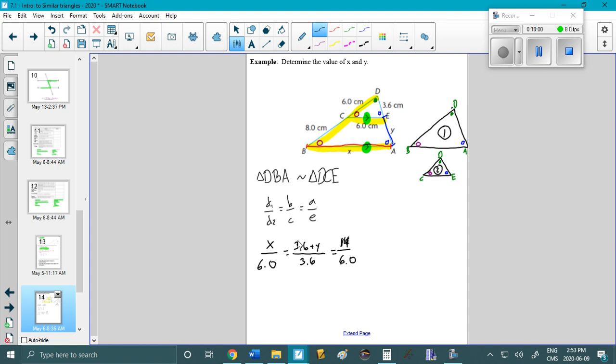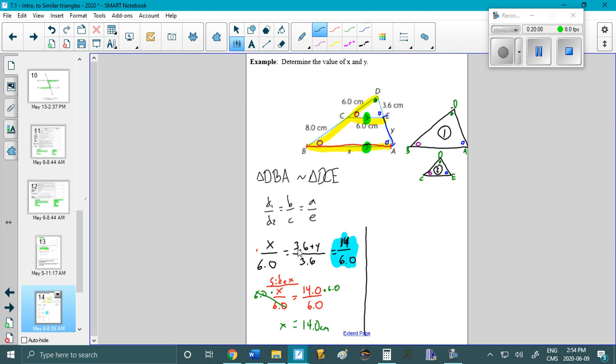What I would say first is that we have a ratio where we know everything, and that's key. If you don't have that, you can't do anything. And if we look at the first ratio with x, we're only missing one thing. So let's find side x first. So x over 6.0 equals 14 over 6.0. To solve, we multiply on both sides by 6.0, and we get x equals 14 times... oh, these 6s cancel. x is just 14.0 centimeters. Pretty simple. Awesome.